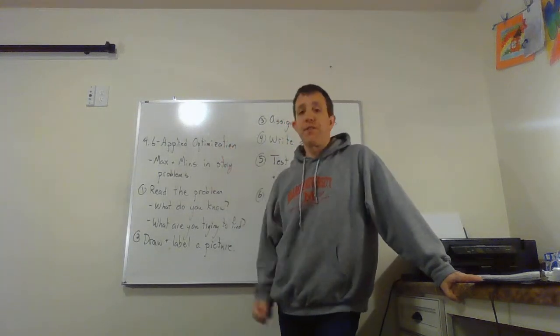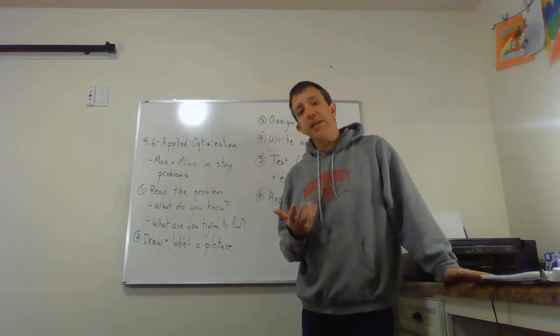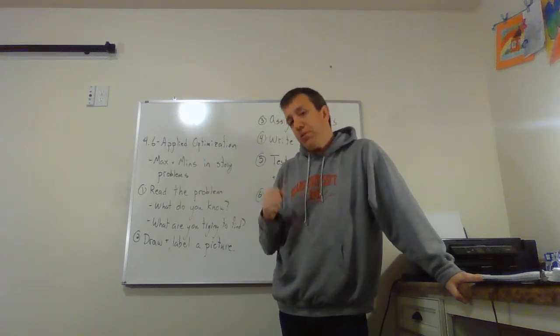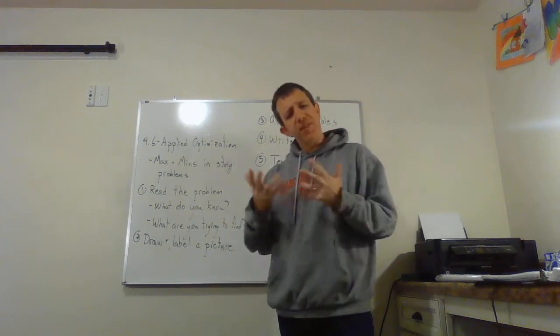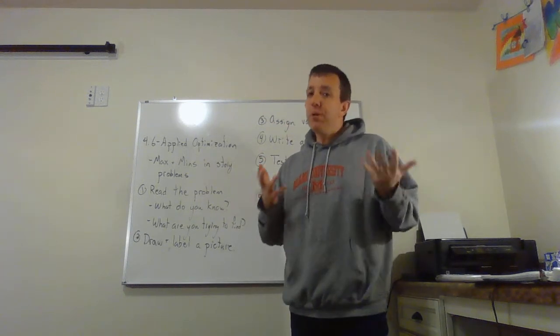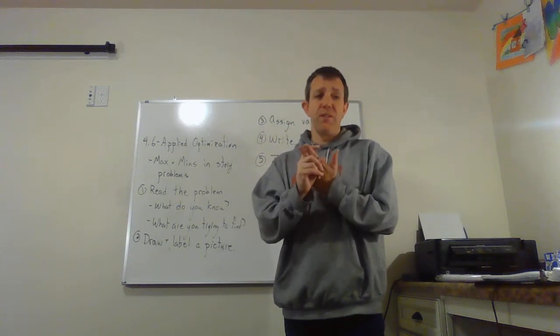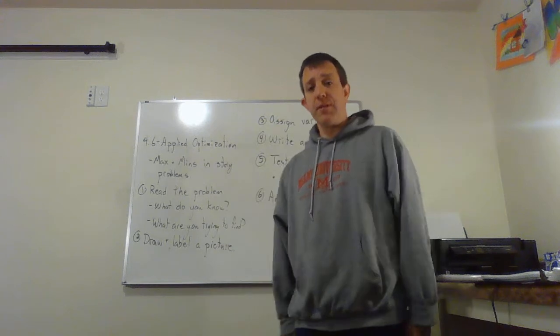Today we're looking at section 4.6, Applied Optimization. Basically, applied optimization problems are finding max and mins in story problem form. So I'm sure that's exciting, but it also should be kind of nice. We know what to do for max and min problems, right? We find critical points and we test critical points and endpoints to see which one wins. What's the biggest, what's the smallest.